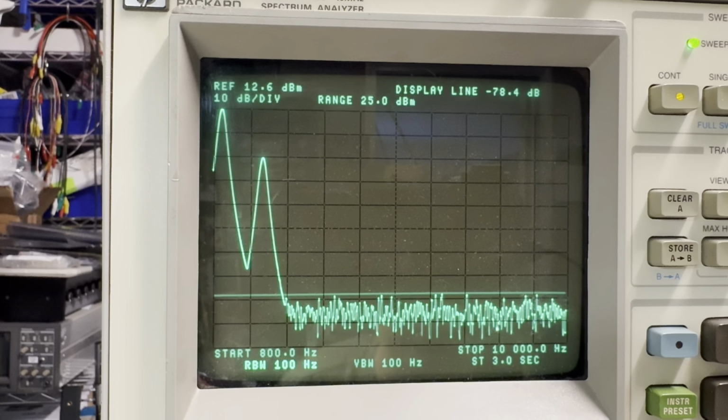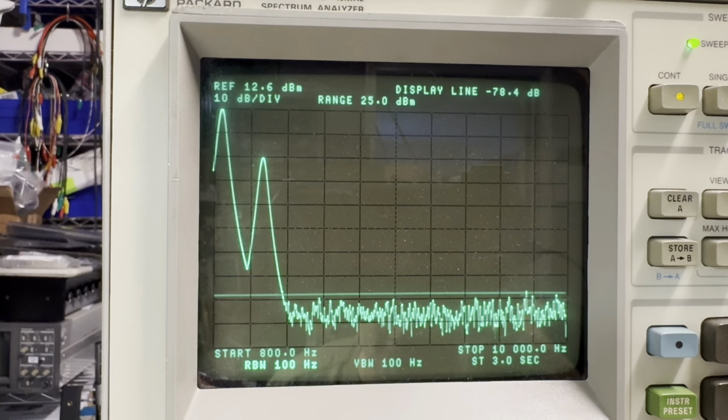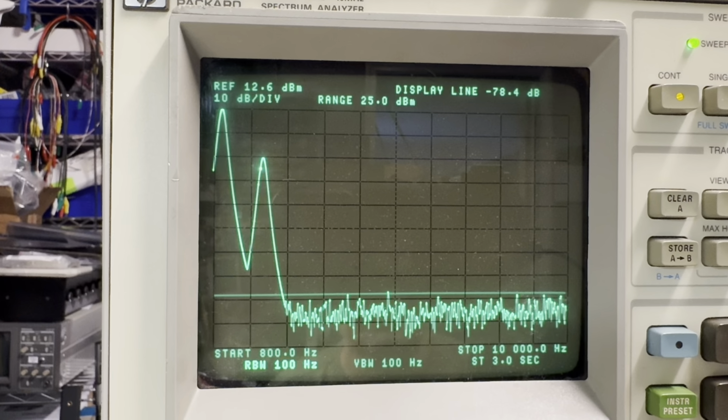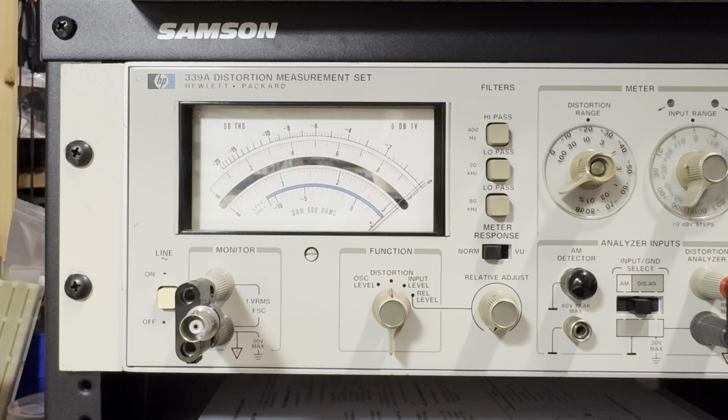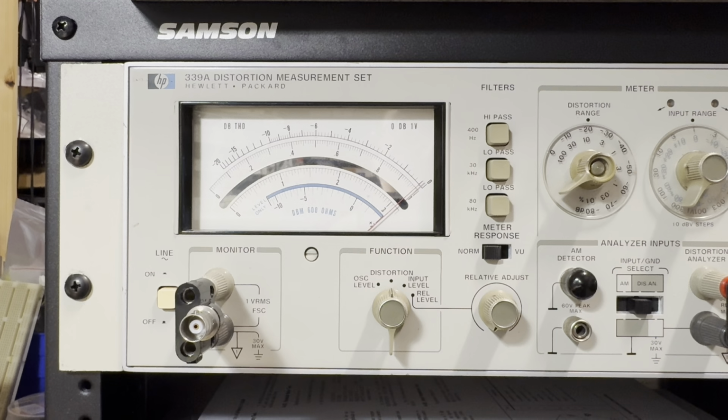So let's put that in the distortion measurement set now. I'll use my HP339A, and we'll take a total harmonic distortion plus noise measurement to see what the difference is. All right, so we've tuned the HP339A to 1 kilohertz. We're looking at the minus 20 dB range, and we see that our measurement is pretty much right on at showing a full range of minus 20.